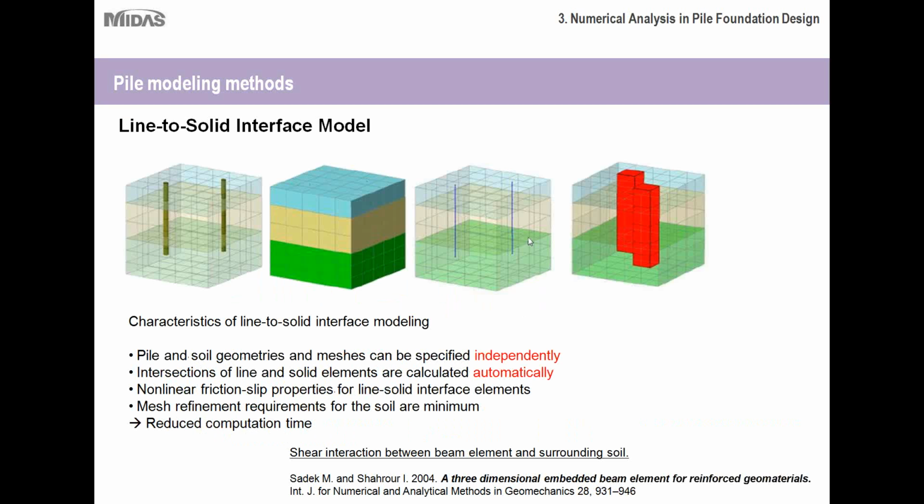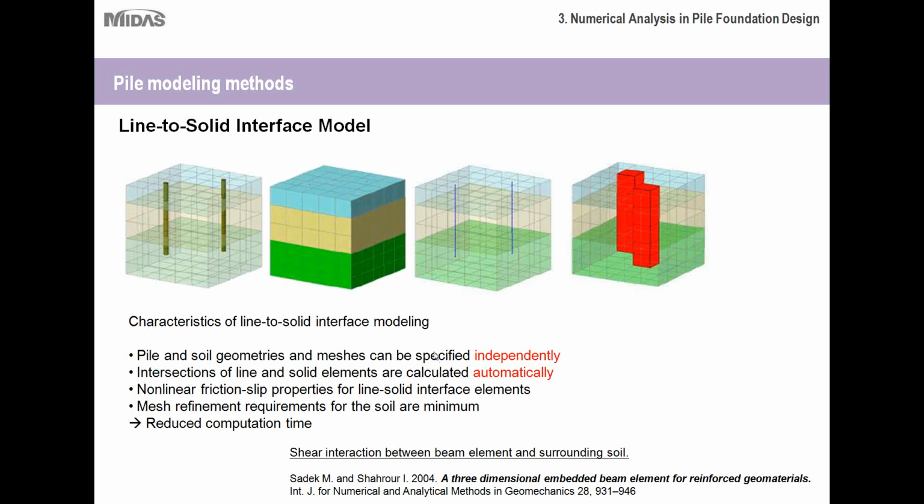Now let's go to our final method, the line-to-solid interface model. As you can see, this model consists of, once again, your ground modeled as solid elements, but then there's a very special element here that allows you to model your piles without worrying about nodal connectivity. It also contains these line-to-solid interface elements. Just to elaborate here, the pile and solid geometries and meshes can be specified independently. So this is very important.